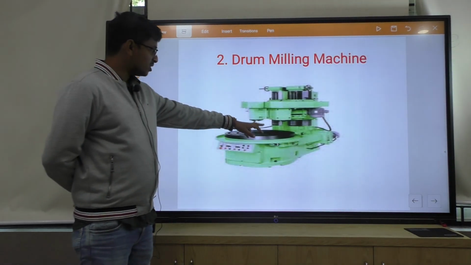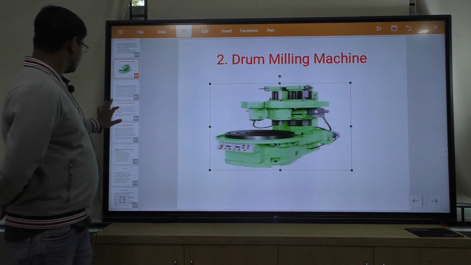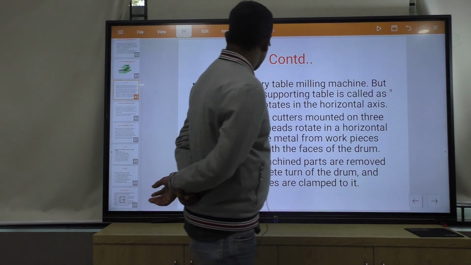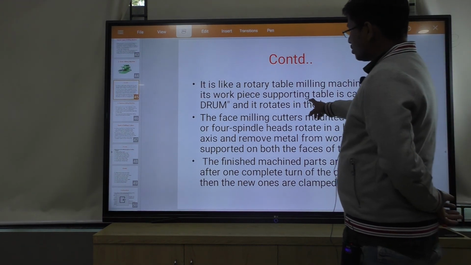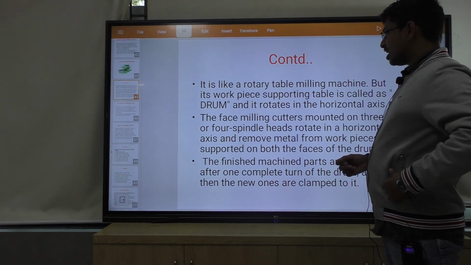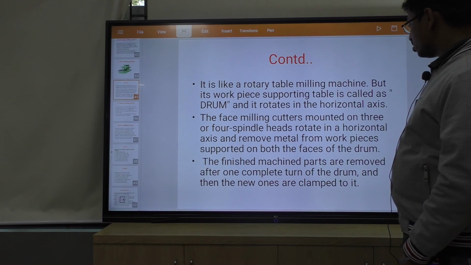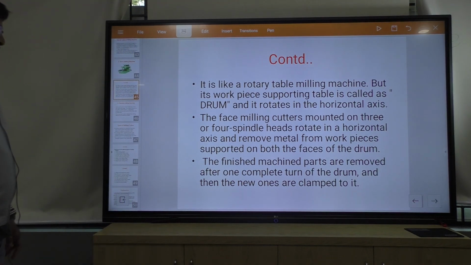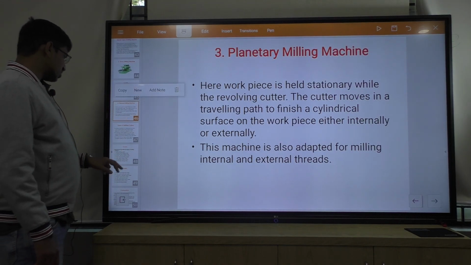This one is the drum milling machine. This one is the cutter. This is the table. Another is the drum milling machine. It is like a rotary table milling machine, but its workpiece supporting table is called a drum. That's why it is called a drum milling machine, and it rotates about a horizontal axis. The face milling cutters are mounted on 3 or 4 spindle heads. The finished machine parts are removed after one complete turn of the drum, and then new ones are clamped to it.